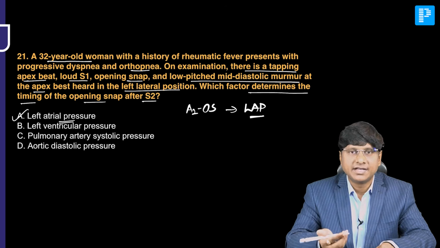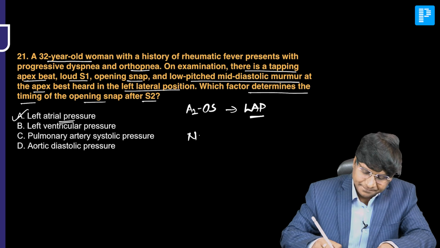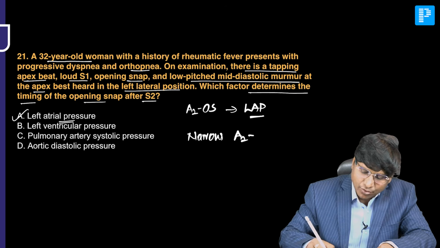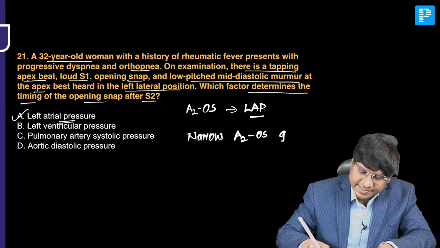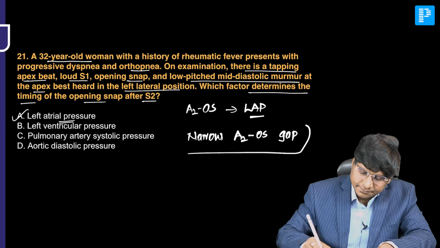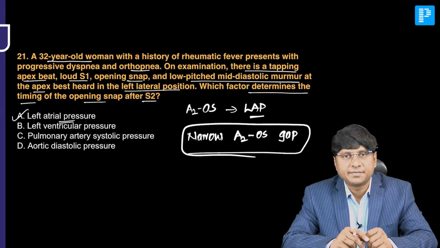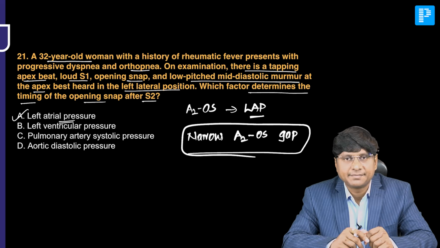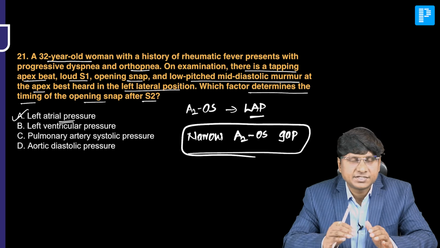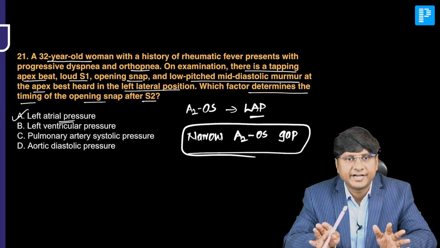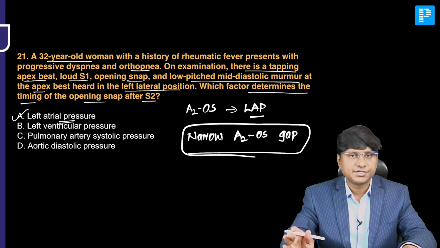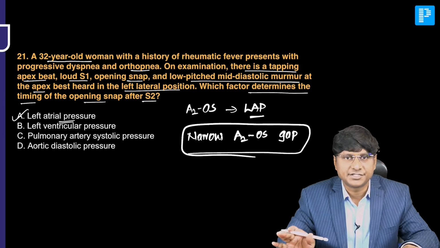The higher your left atrial pressure, the narrower your A2 OS gap, right? And if the left atrial pressure is less, the A2 OS gap will be wide. So the answer in this question is what? That is the left atrial pressure, right?